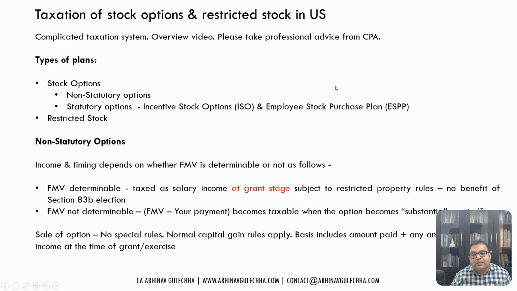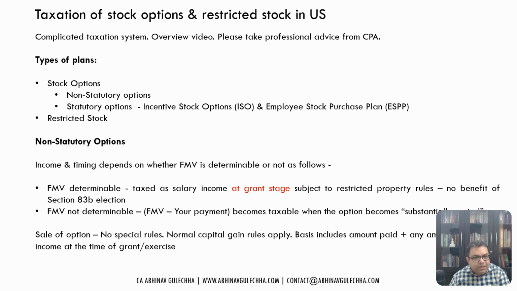And then, this is the income recognized as salary income as part of your W2, depending upon the fair market value, determinable or non-determinable. Then once the shares have been issued to you, you have the substantial right over the shares. You can transfer the shares. The sale of the option, or basically the sale of the share, has no special rules. It is taxed as per the normal capital gain provisions.